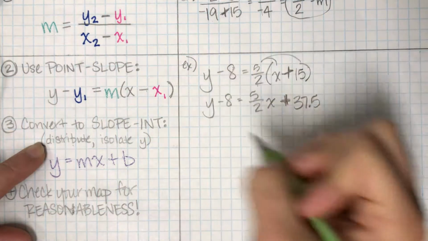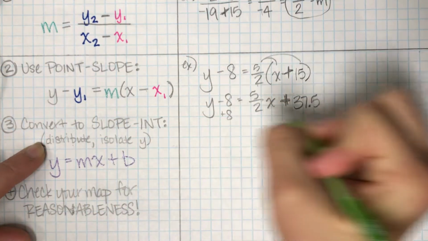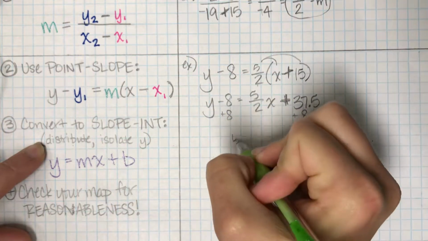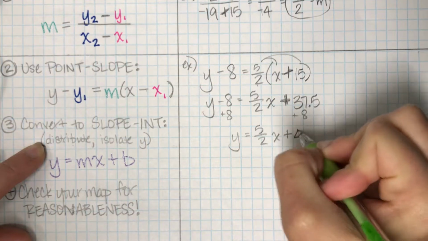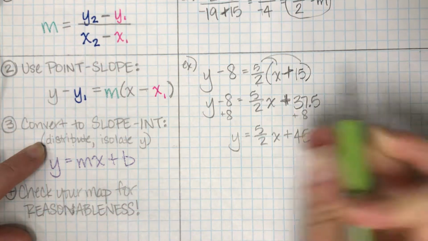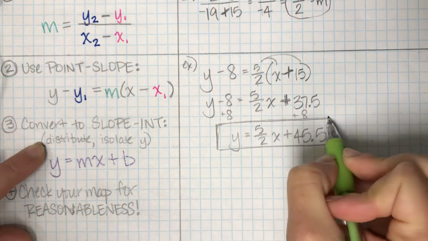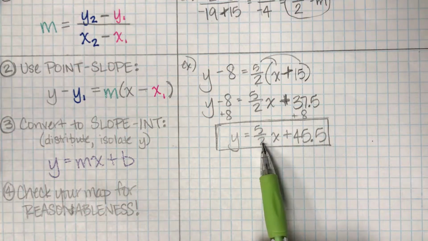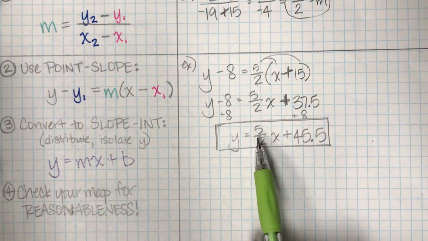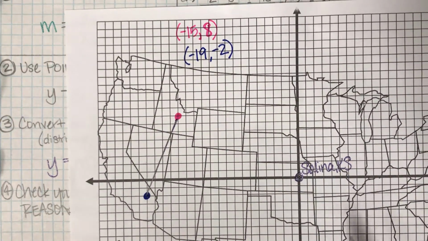Now, the next thing I need to do is isolate the y value. So I'm going to add 8 to both sides, and I get y equals 5 halves x plus 45.5. Okay, that is my actual equation between these 2 dots. Now, I want you to always consider, is that a reasonable formula? Well, if I go back to my graph, we already said the slope of 5 halves is reasonable. Okay, it goes up 5 over 2, rises 5, runs 2. The 45.5, it's reasonable, okay?